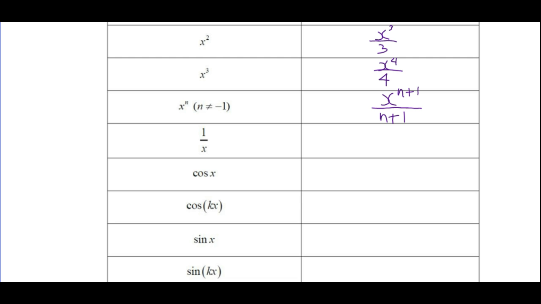But now there's a problem when you have 1 over x, which is x to the negative 1. We can't just say, let's make that x to the 0, because it doesn't work. So do we have a function whose derivative is 1 over x? Well, ln. Yeah.